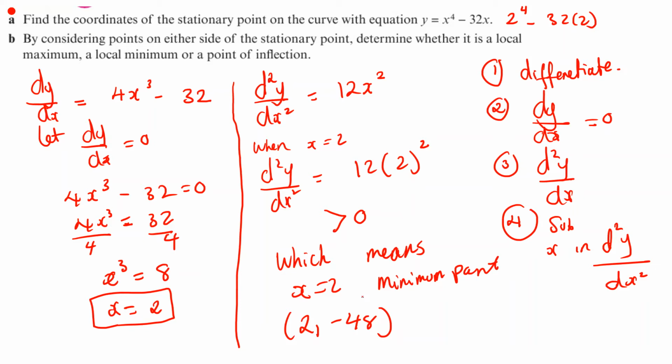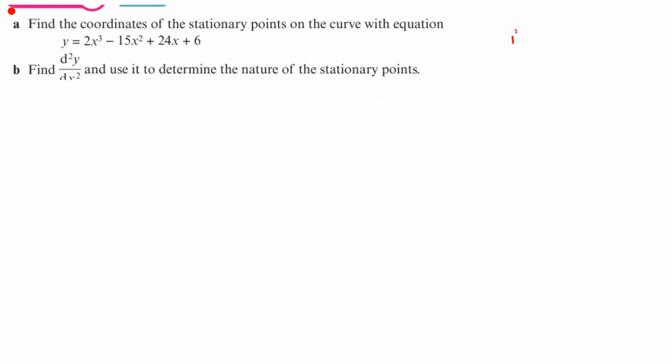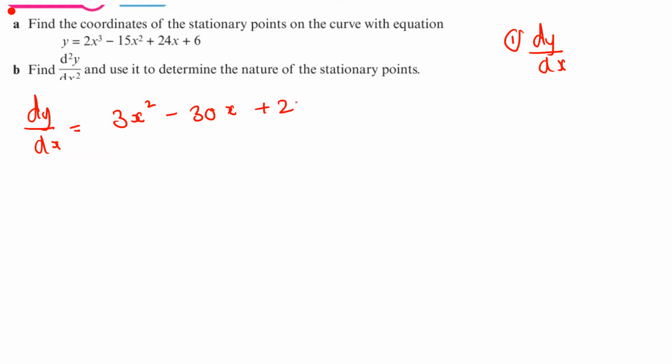So the next one that we need to look at is going to be the next coordinates. Exactly the same thing. We're going to find first dy dx by differentiating, and this will give me 3x squared minus 30x plus 24. So now we found dy dx. The note says make dy dx equals 0.